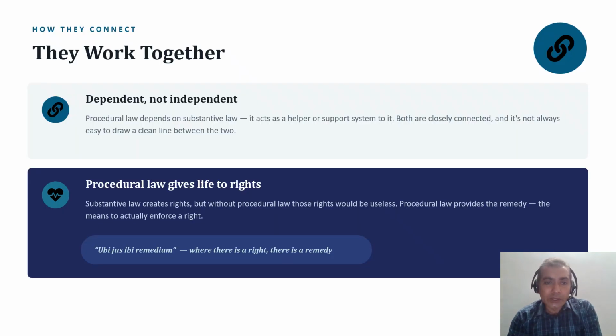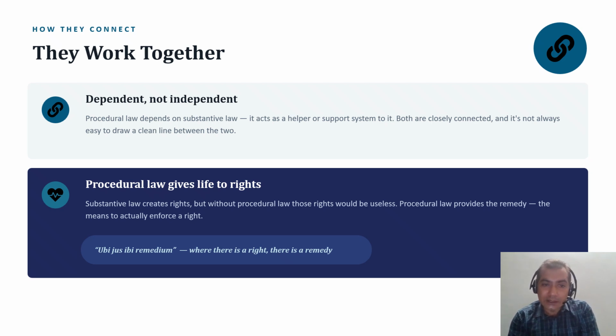They both work together; they are dependent, not independent. Procedural law depends on substantive law, and acts as a helper or support system. Both are closely connected, and it's not always easy to draw a clean line between the two. Procedural law gives life to the rights. Substantive law creates rights, but without procedural law, those rights would be useless. Procedural law provides the remedy, the means to actually enforce a right.